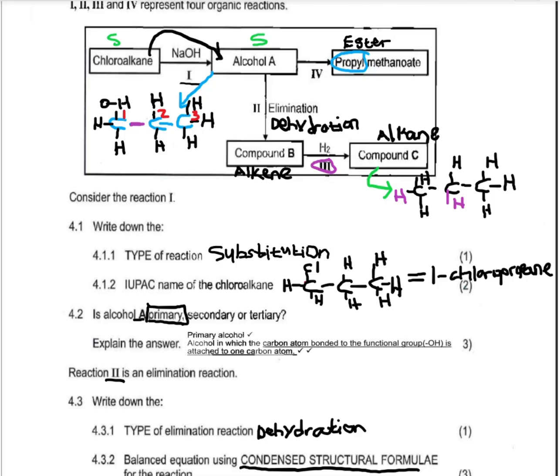Yes, we know the acid, because remember the methanoate part, this part represents the what? Carboxylic acid. It represents the carboxylic acid. And in this case here, we know that the carboxylic acid is the methanoic acid. So we are reacting the propanol with the methanoic acid to form an ester.